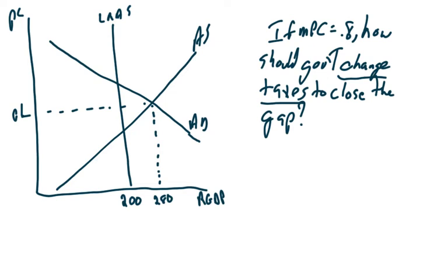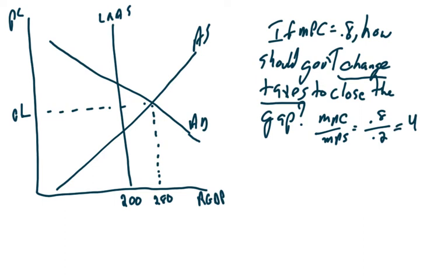Now, my tax multiplier is MPC over MPS. So if my MPC equals 0.8, that means my MPS has to equal 0.2. Why? 0.8 plus 0.2 will give me 1. So 0.8 over 0.2 will give me 4.